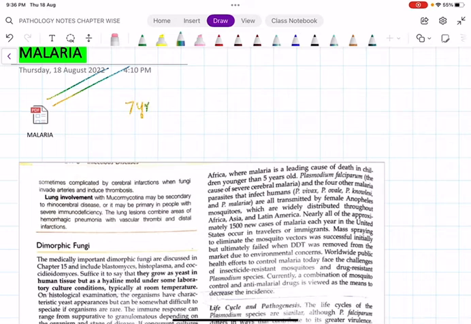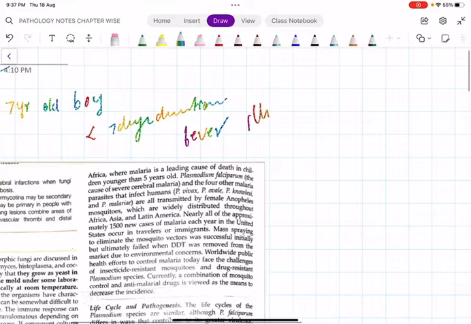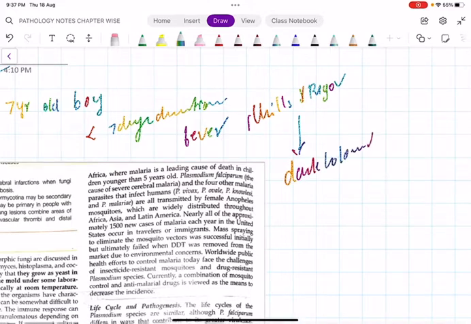I will give a small clinical case scenario of a 7-year-old boy who comes with less than 7 days duration of fever, chills and rigor. He has history of passing dark colored urine. This is the same clinical case scenario that has been asked in last year's prof exam.